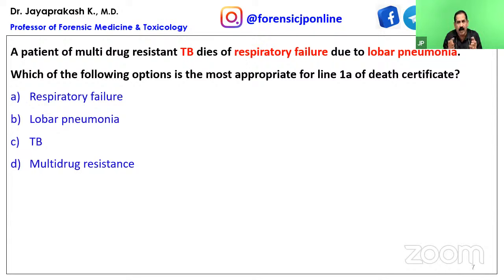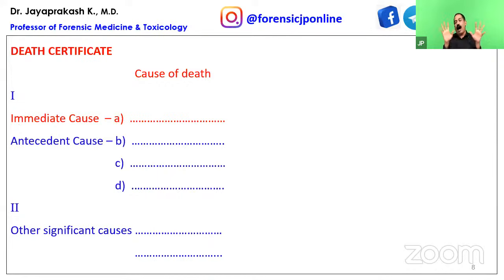Now, I am here to explain. I will explain in a beautiful manner so that lifelong you will never ever forget. If at all you forget, that means you are suffering from dementia in future. Now, I already told you the causes: one, immediate cause; antecedent cause; other significant causes.